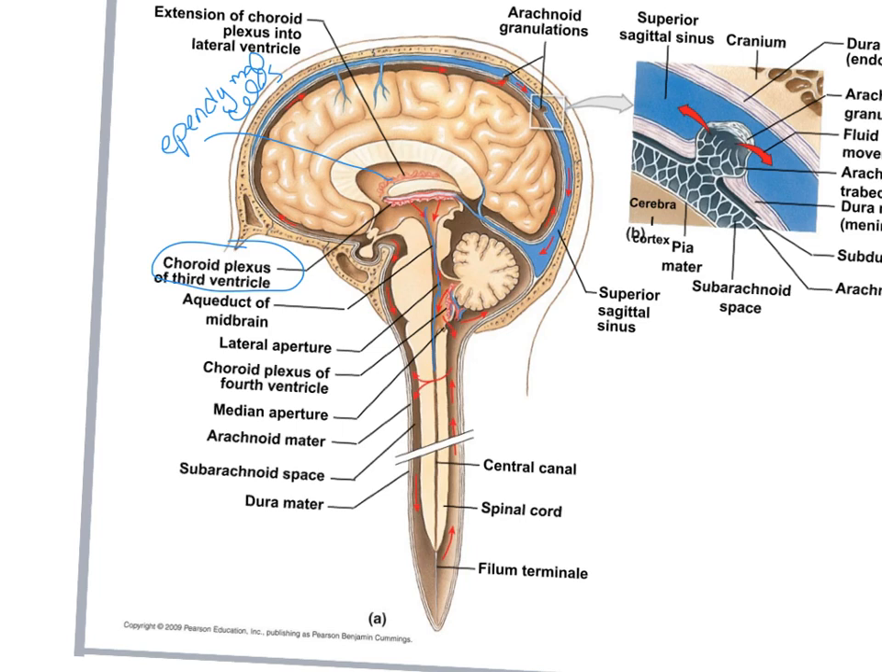All right, so this is the flow. This is what really happens. The fluid is going to move from the third ventricle down through the aqueduct into the fourth ventricle. And then from the fourth ventricle, it's going to flow into the central canal of the spinal cord. And then it's going to reach the tip, and it's going to come all the way around through that subarachnoid space. So we're going to get lots of fluid flowing around the brain that way. It's going to come up, and it's just going to flow all the way around the brain that way.